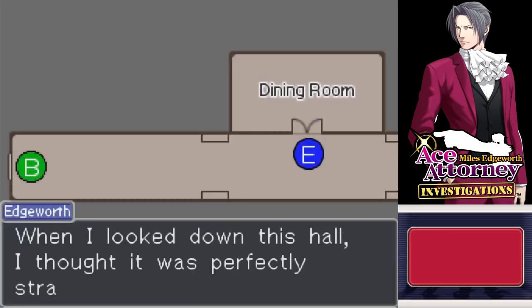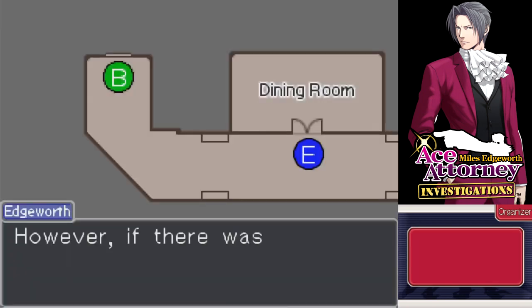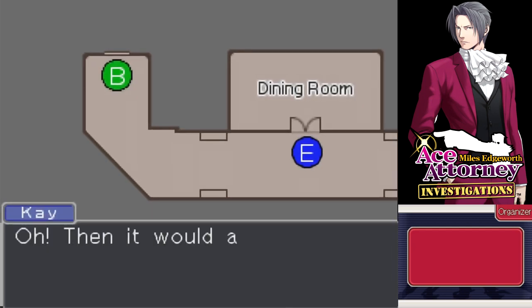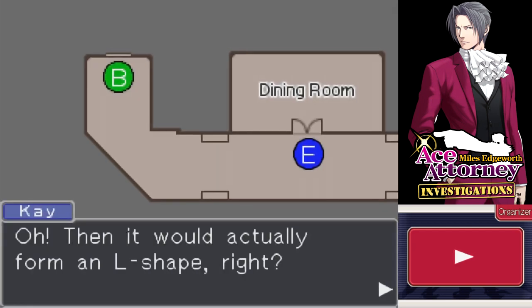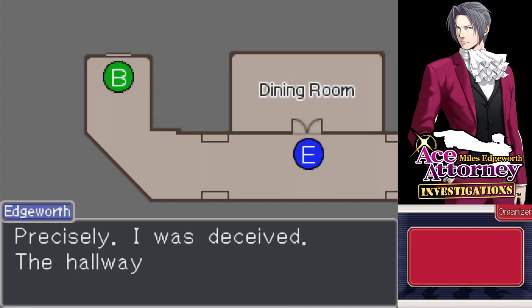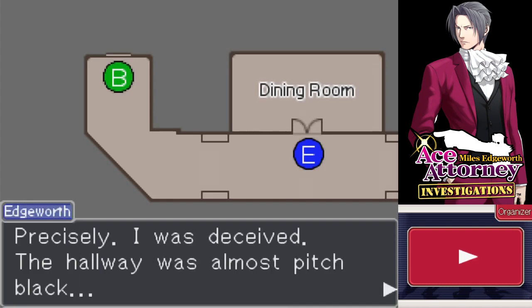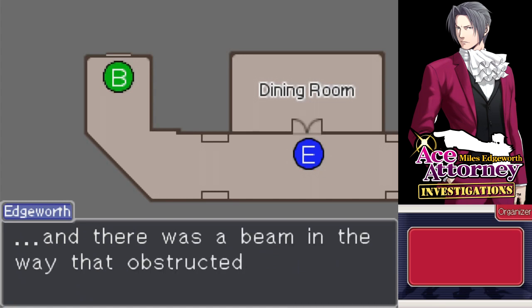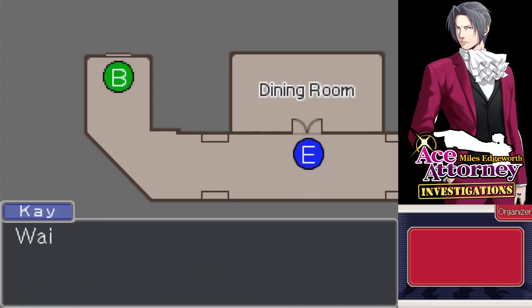When I looked down this hall, I thought it was perfectly straight. However, if there was a mirror... It was so perfect. Oh, then it would actually form an L shape, right? Precisely. I was deceived. The hallway was almost pitch black, and there was a beam in the way that obstructed my view in the other hallway.